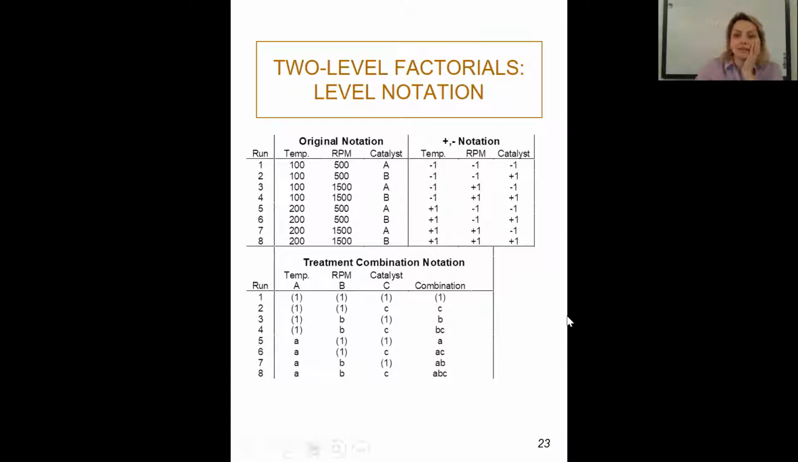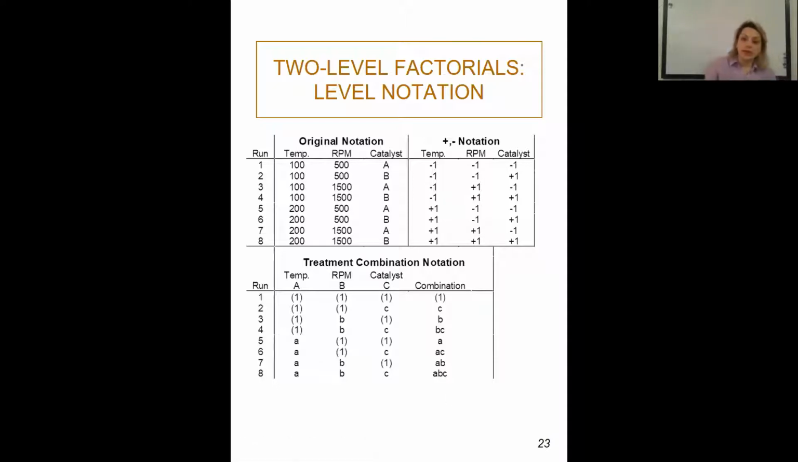And then generally we said that whenever we have low level, we are going to have -1. When we have high level, we would have +1. You can see what each of the runs are. Here is the original notation, here is the positive negative notation. And then for each of our runs, we can have a combination. This is another way of showing that.